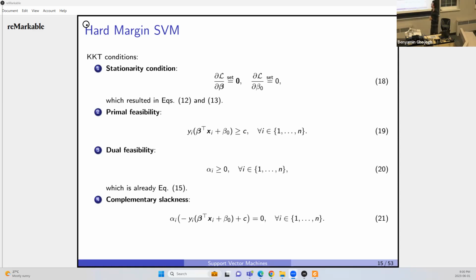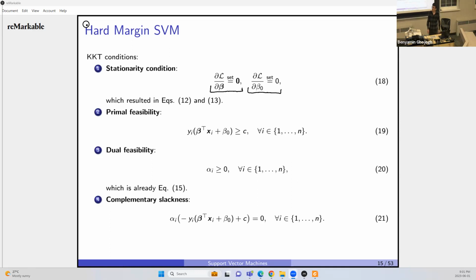KKT conditions: for more information on KKT conditions, see the optimization course, but I briefly mention them here. There are four conditions named KKT conditions, KKT short for Karush-Kuhn-Tucker. One of them is, as I said, take the derivative of the Lagrangian with respect to the primal variables, and it should vanish to zero. We have beta and beta zero here. Beta is a vector, beta zero is a scalar. And we saw that they resulted in equations 12 and 13.